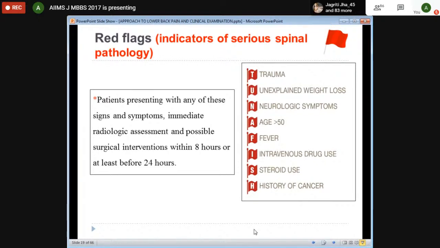Then if there is a history of fever or intravenous drug use, or steroid use for the long term, if the patient is on steroids for more than 3 months, then you need to take a look and evaluation is needed. And history of cancer in the old age group, there are various secondaries for spinal pain. So we need to rule out these conditions also.